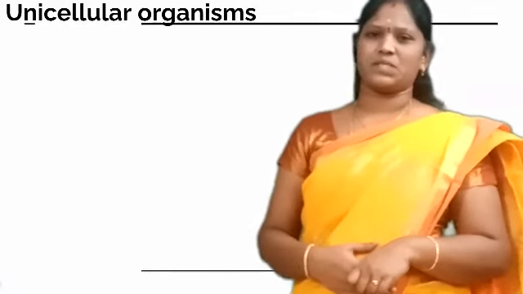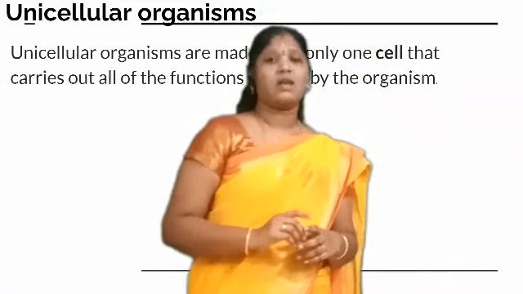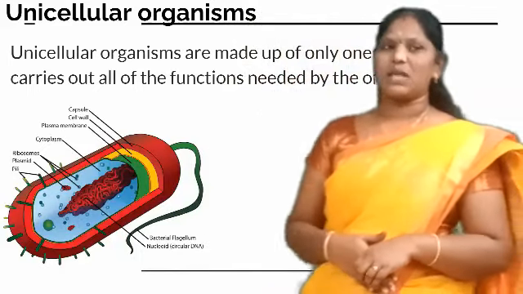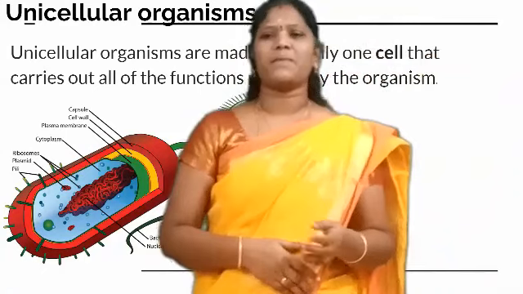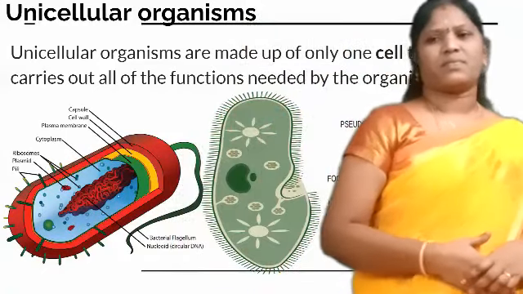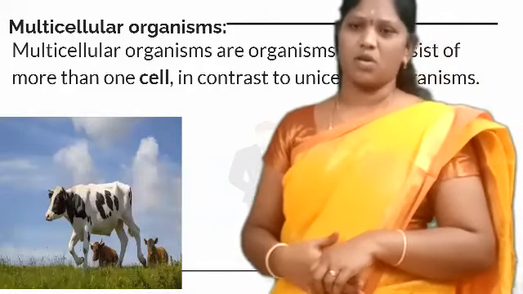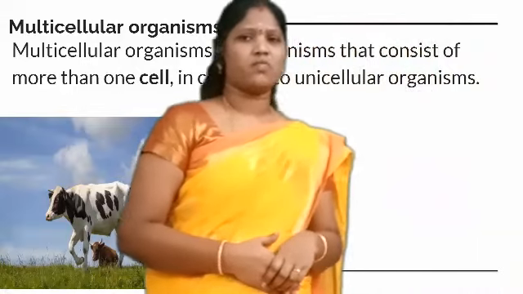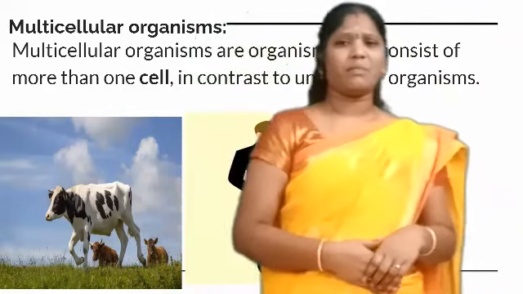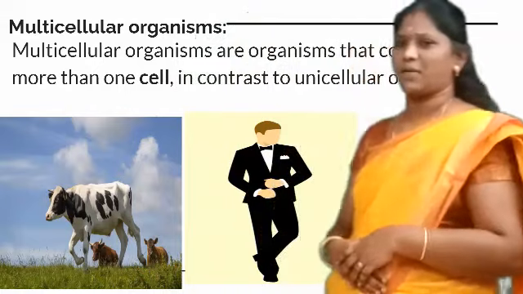Unicellular organisms. Unicellular organisms are made up of only one cell that carries out all the functions needed by the organism. Examples are bacteria, paramecium, and amoeba. Next is the multicellular organisms. Multicellular organisms are organisms that consist of more than one cell, in contrast to unicellular organisms. Examples: cow, human being, and trees, etc.